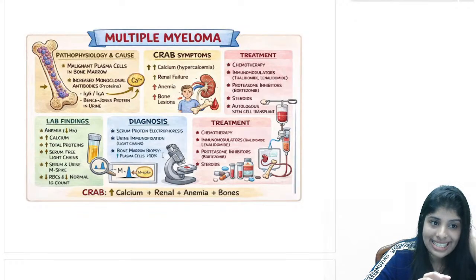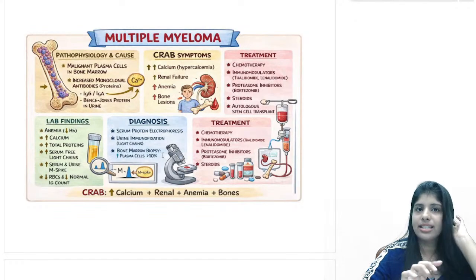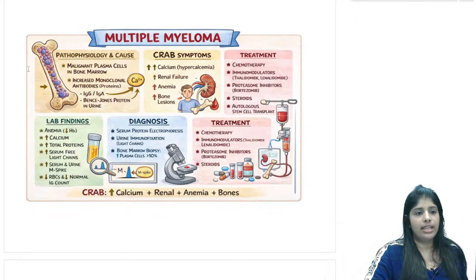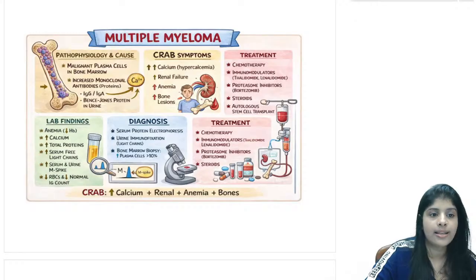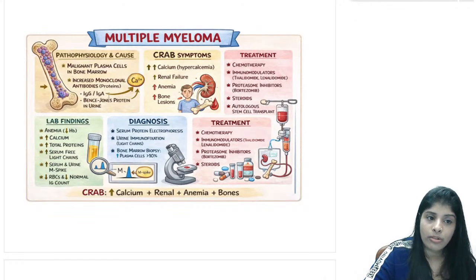Multiple myeloma means malignant plasma cells in the bone marrow. See, here there is a bone, and in the bone marrow you can see big cells, and these are the plasma cells. And there are also increased monoclonal antibodies. And the most important point is Bence-Jones protein in the urine. You should not forget this. This is a very examiner's favorite point. Multiple myeloma is always connected to Bence-Jones protein that is secreted in the urine.